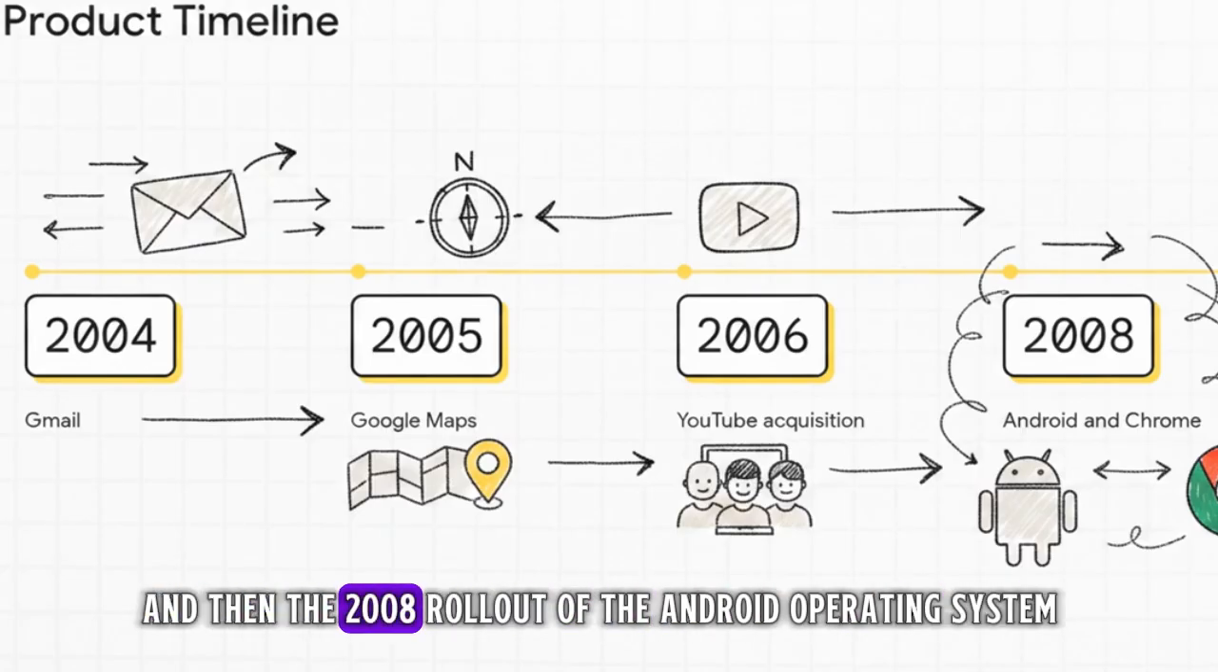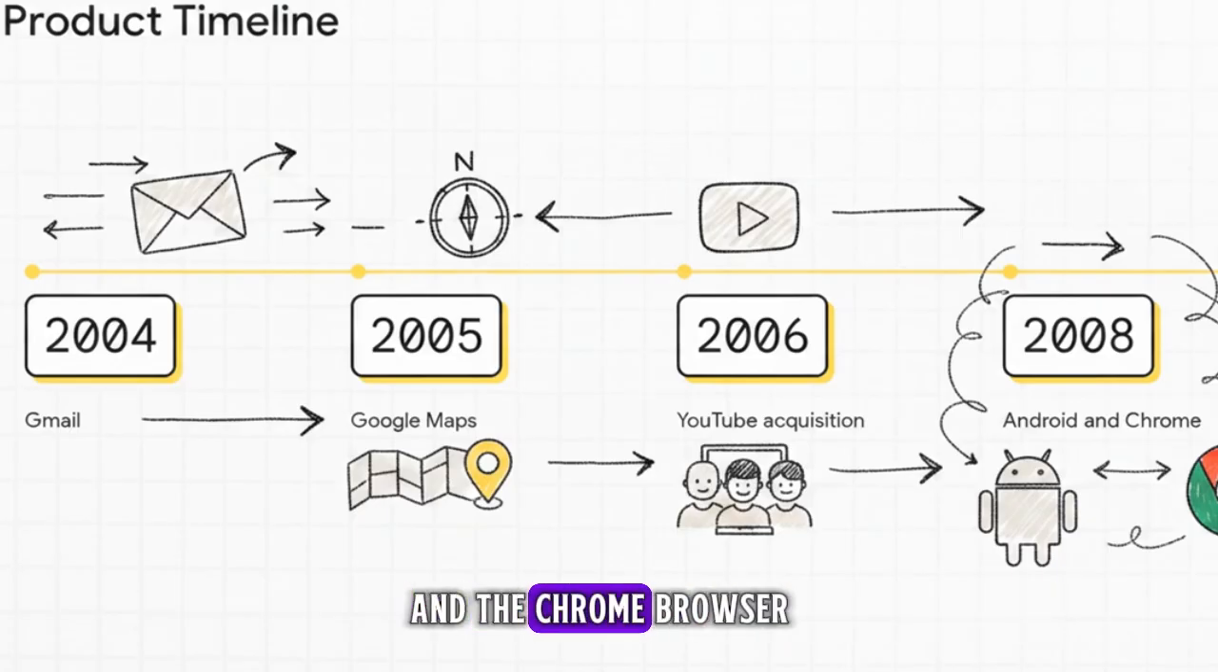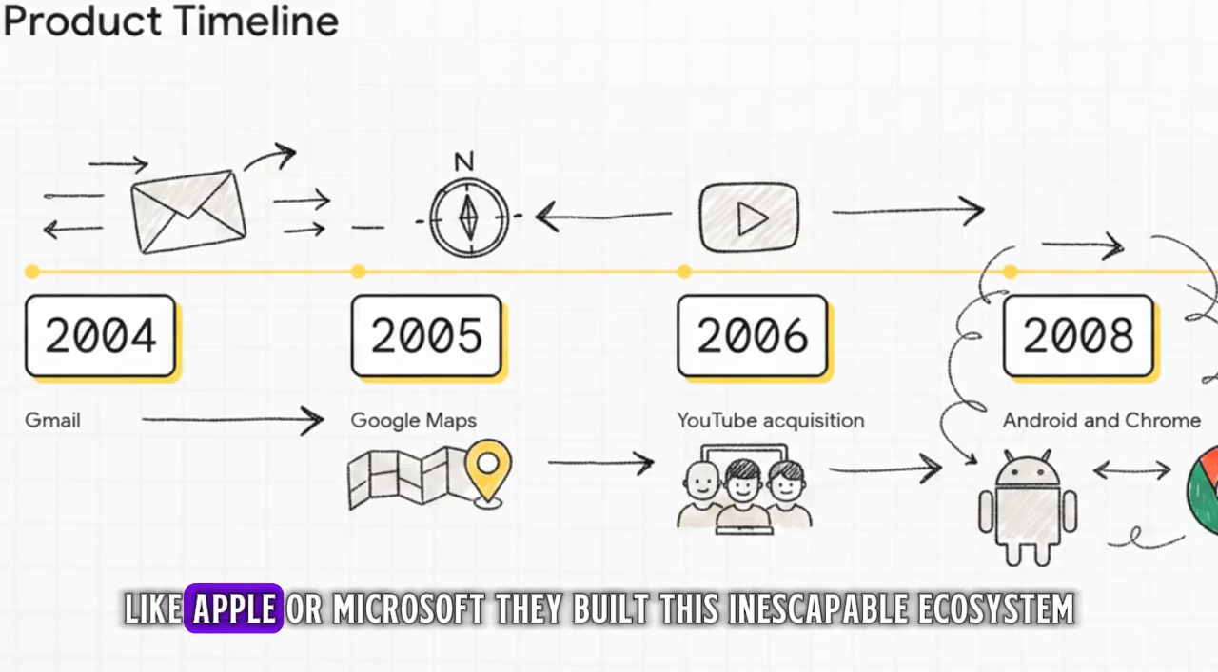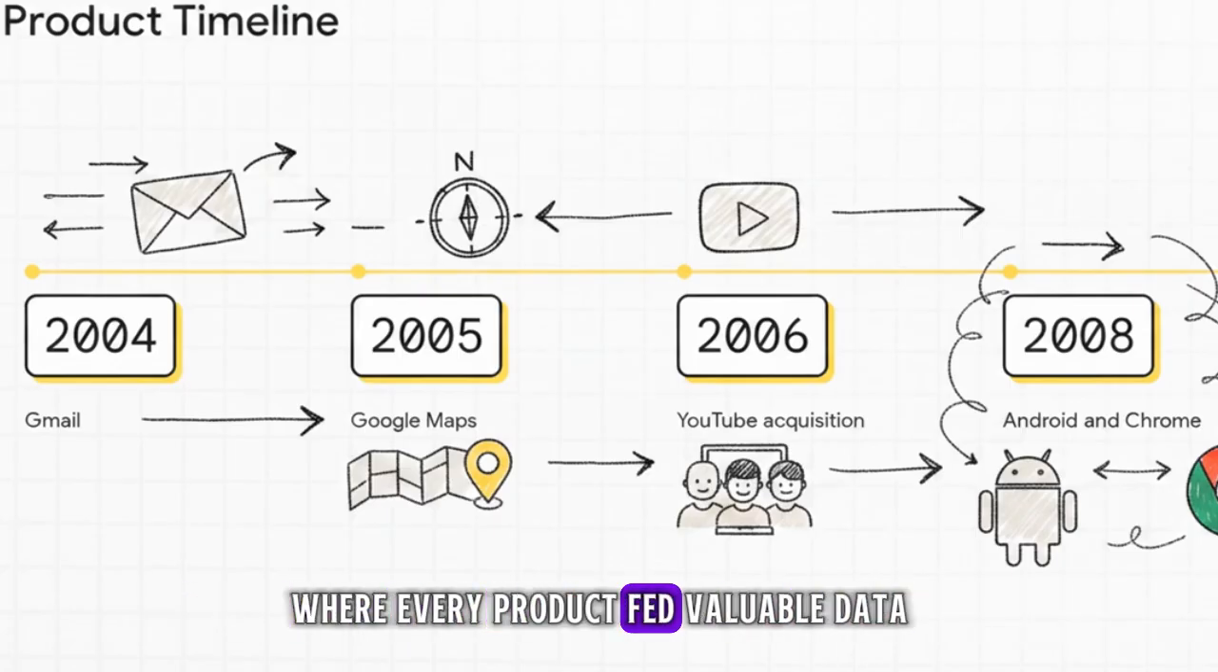And then the 2008 rollout of the Android operating system and the Chrome browser ensured Google wouldn't be locked out of the mobile or browser markets by competitors like Apple or Microsoft. They built this inescapable ecosystem where every product fed valuable data right back into the core search engine.